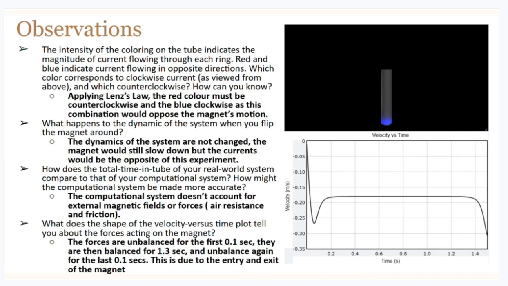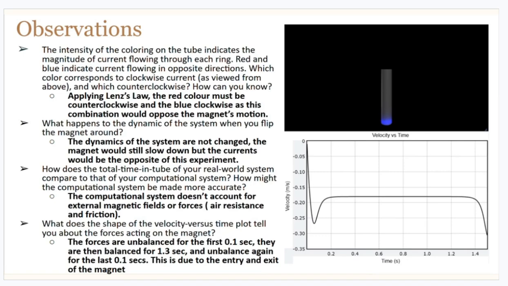The observations: the intensity of the coloring on the tube indicates the magnitude of the current flowing through each ring. Red and blue indicate current flowing in opposite directions. Applying Lenz's law, the red color must be counterclockwise and the blue clockwise, as the combination would oppose the magnet's motion. That's just some simple stuff. What happens to the dynamic system when you flip the magnet around? Well, the system's not changed, the magnet is still slowed down, and the currents are opposite.